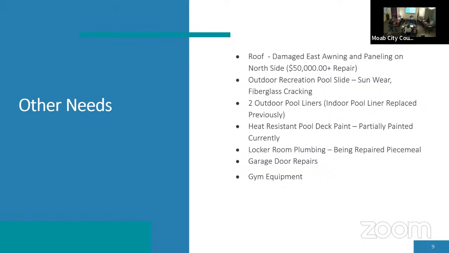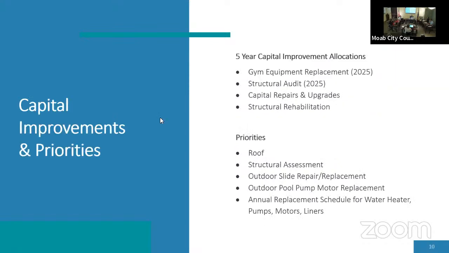Both outdoor pool liners need to be replaced in the coming years. We would like to paint the entire pool deck with heat resistant paint. Right now we have those pathways that are painted with heat resistant paint, but it would be great to get the whole deck painted. Locker room plumbing needs to be repaired and replaced. We've already been piecemealing that. And then garage door repairs and gym equipment needs to be replaced.